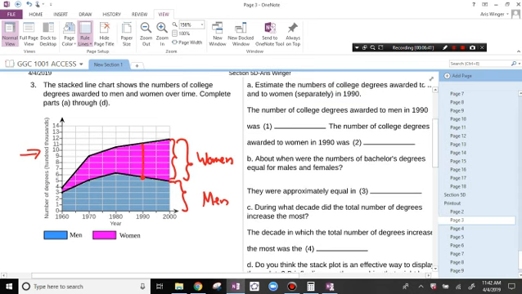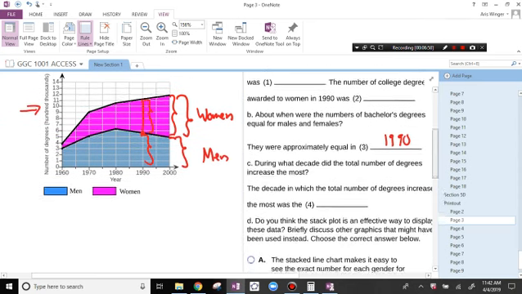About when were the number of bachelor's degrees equal for males and females? Well, that is roughly here, where this distance and this distance are the same, roughly. So that would be 1990.